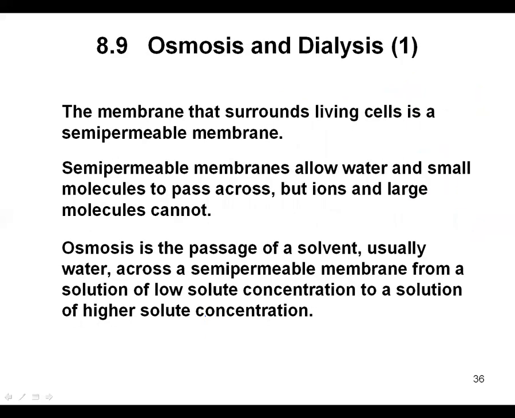All right, so let's talk a little bit about osmosis and dialysis. The membrane that surrounds living cells is what's known as a semipermeable membrane. A semipermeable membrane allows water molecules and small molecules basically to pass through, but ions and larger molecules cannot. So you can kind of think of it as a membrane that has holes in it, if you want to think about it that way.